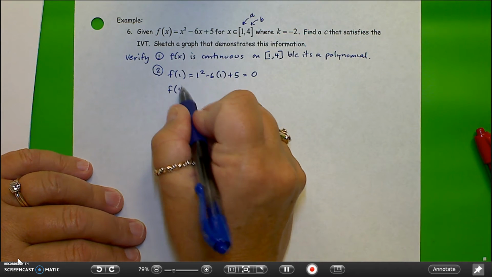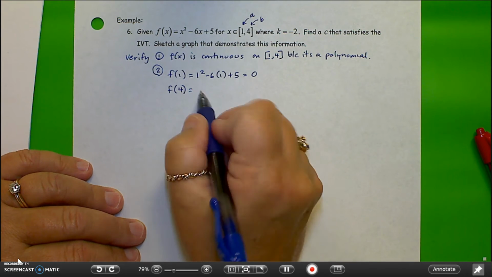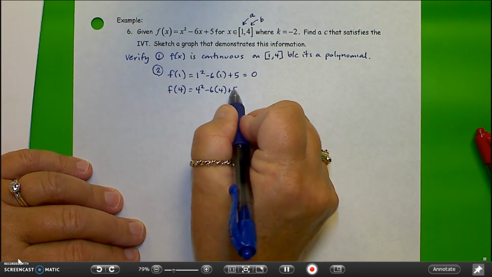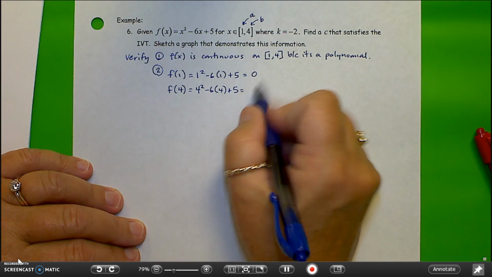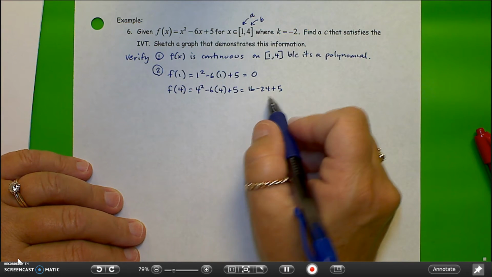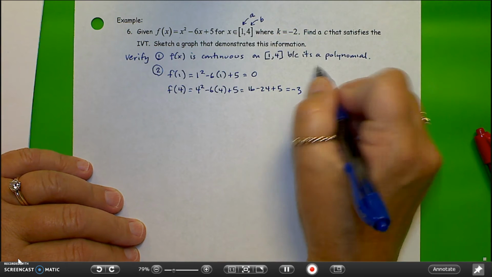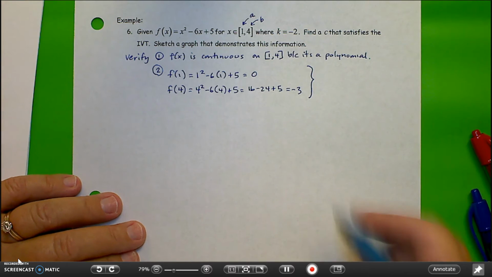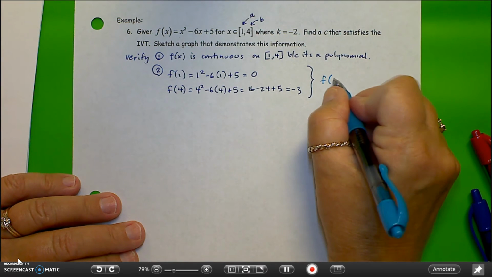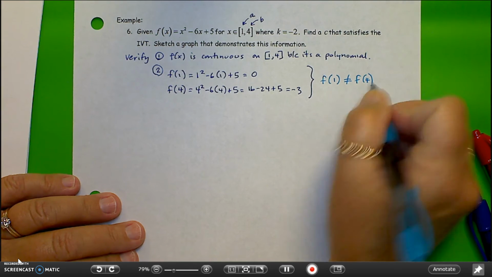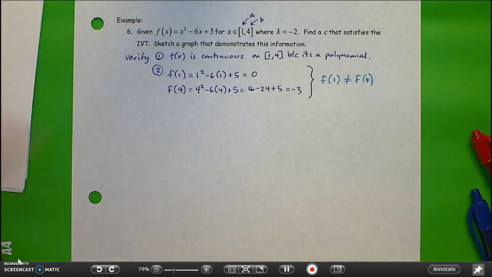For b, I'm going to determine what f of 4 is: 4 squared minus 6 times 4 plus 5. That's 16 minus 24 plus 5, so it's 21 minus 24, -3. So I figured out what the two function values were, and I can confirm that f of 1 does not equal f of 4. So that verifies that I can use the intermediate value theorem.